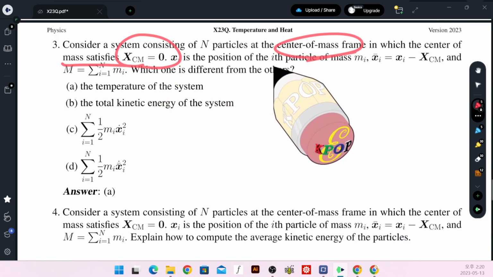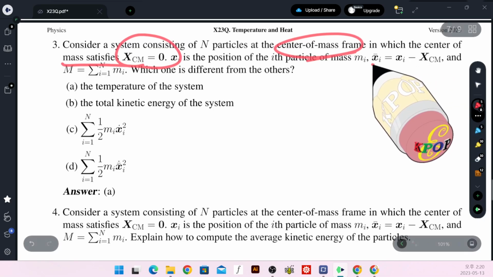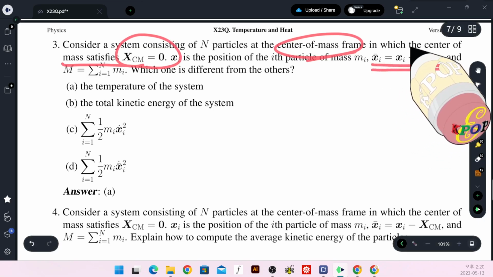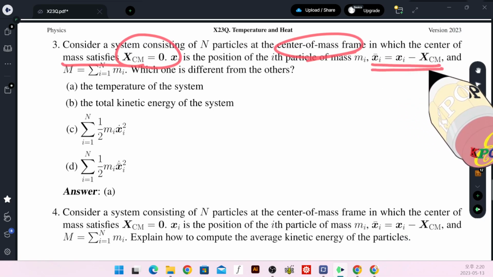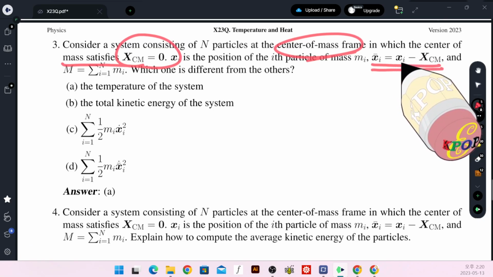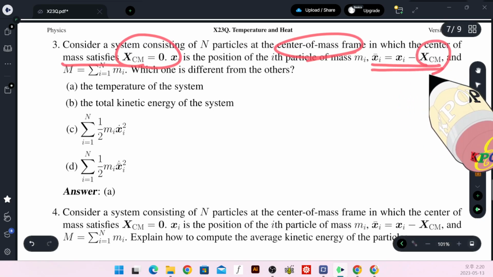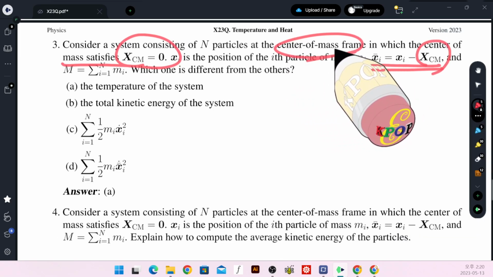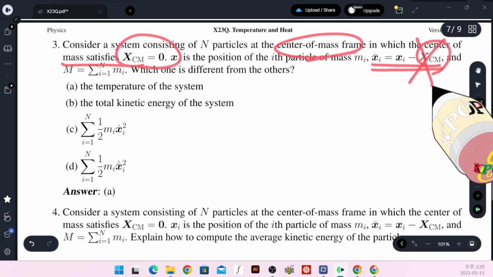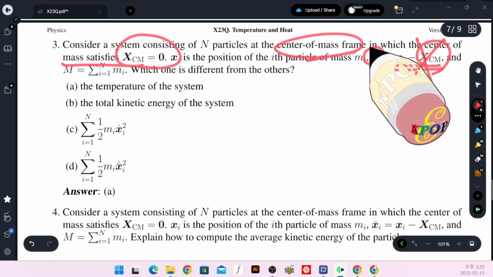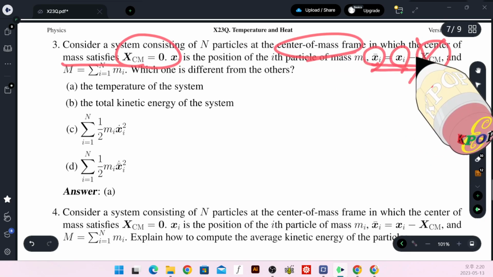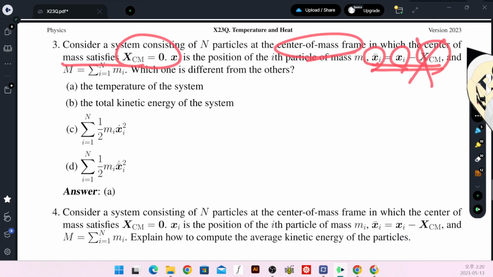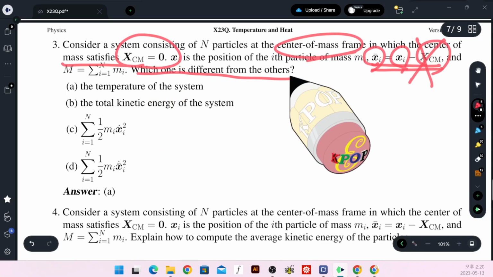Xi is the position of the ith particle, and we define the relative position vector of a particle relative to the center of mass. Because we have chosen the center of mass frame, this term disappears. So the relative coordinate vector is the same as the position vector itself. All right. Which one is different from the others?